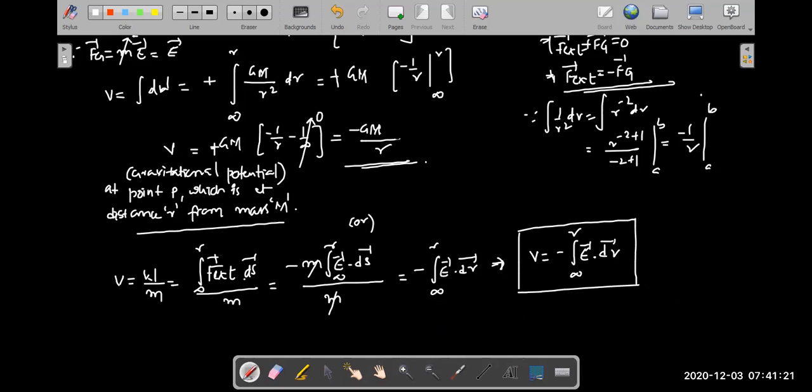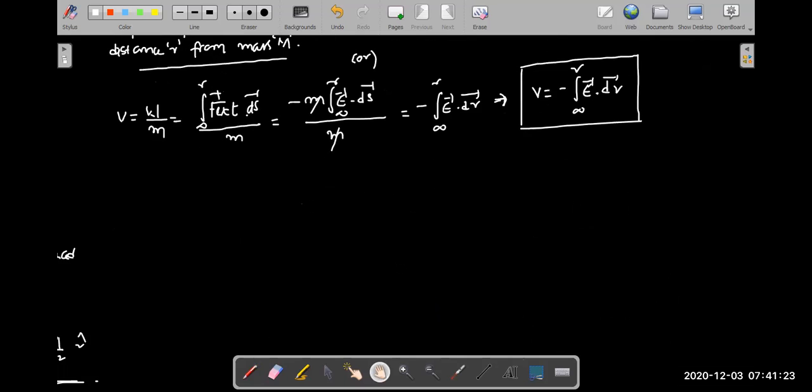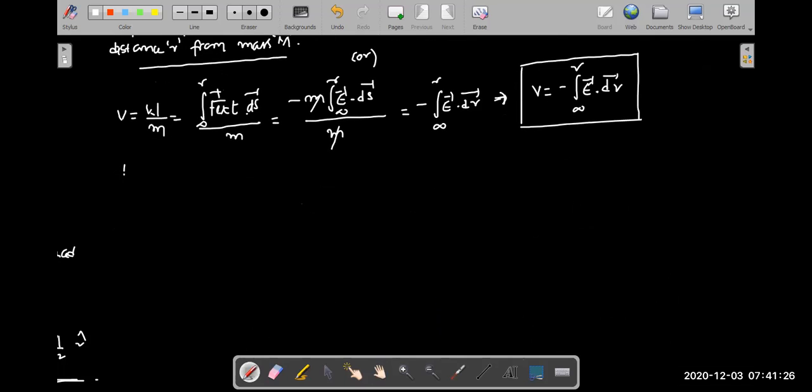Now if you want to comment on this gravitational potential, is it a scalar or a vector? It is scalar, right? Yes, sir, because it's a dot product. Yes. So gravitational potential is a scalar quantity. Now next thing, does it depend on the path along which you brought the mass?